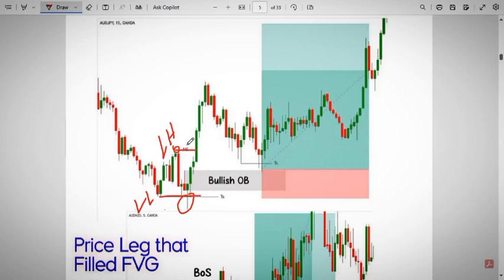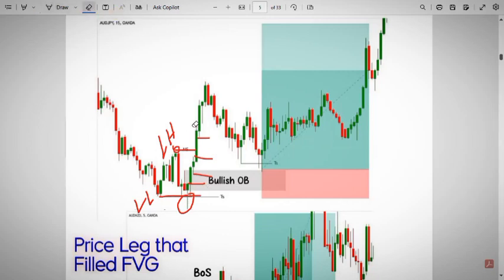So after that, you can see price left behind a fair value gap. The lower fair value gap, which is what we call the BISI, the buy side imbalance and sell side inefficiency. And again, it left another fair value gap, the same BISI, the buy side imbalance and sell side inefficiency. This is another fair value gap that was left. And then we had this bullish order block that was created. So we know price has to come down and tap into this order block.